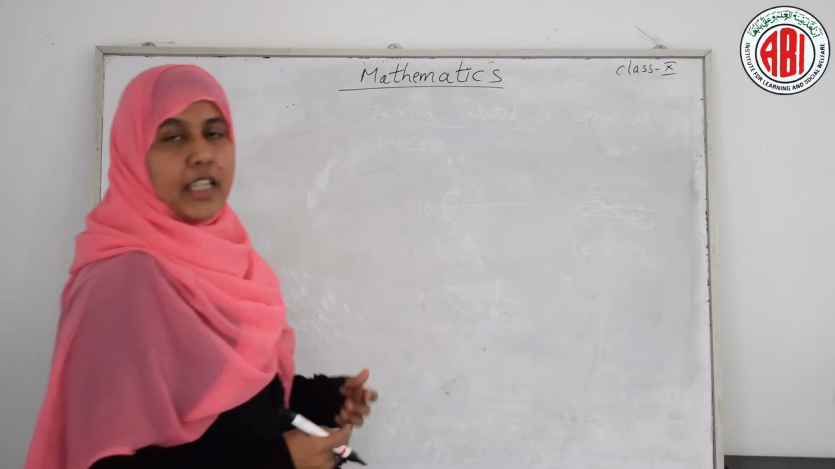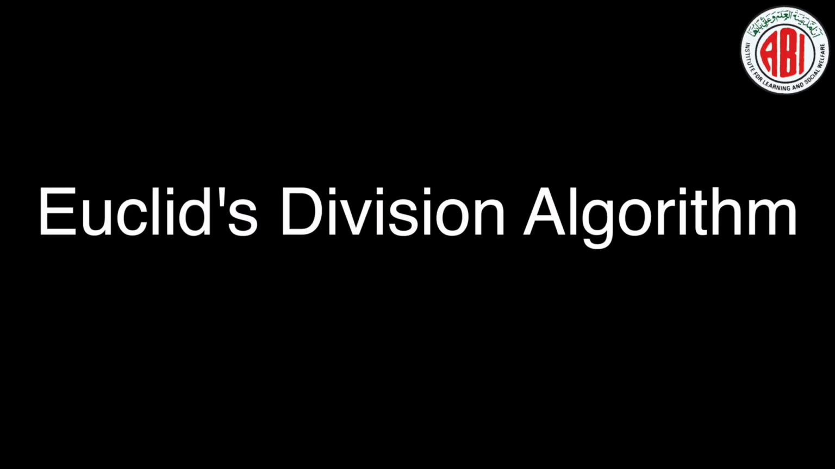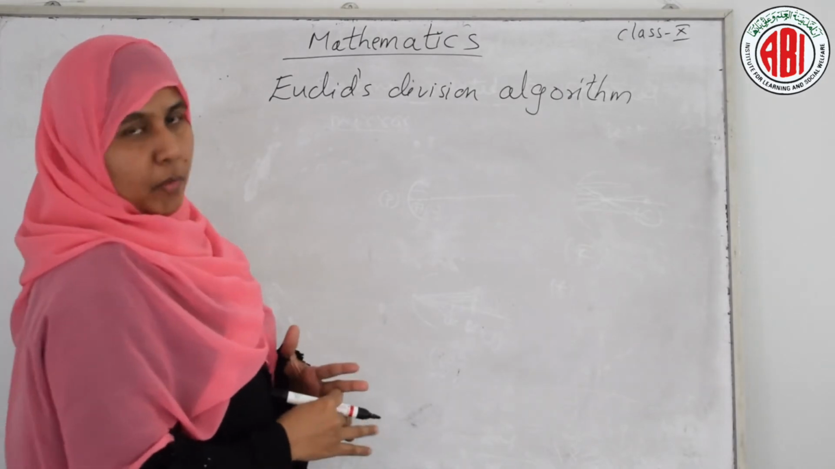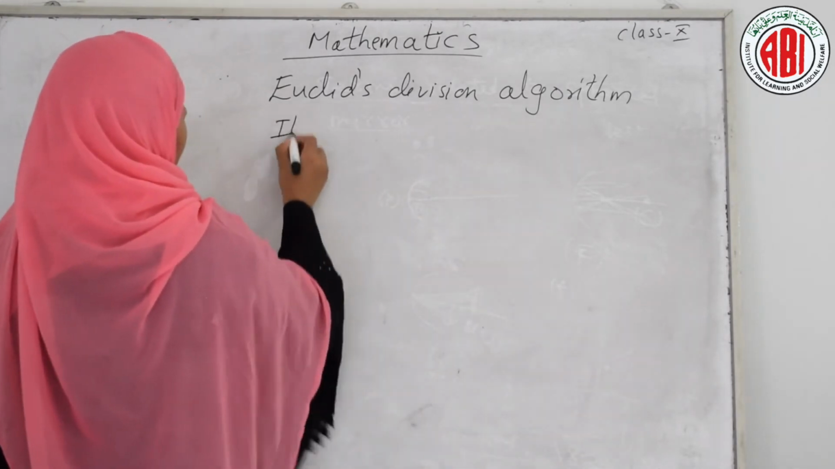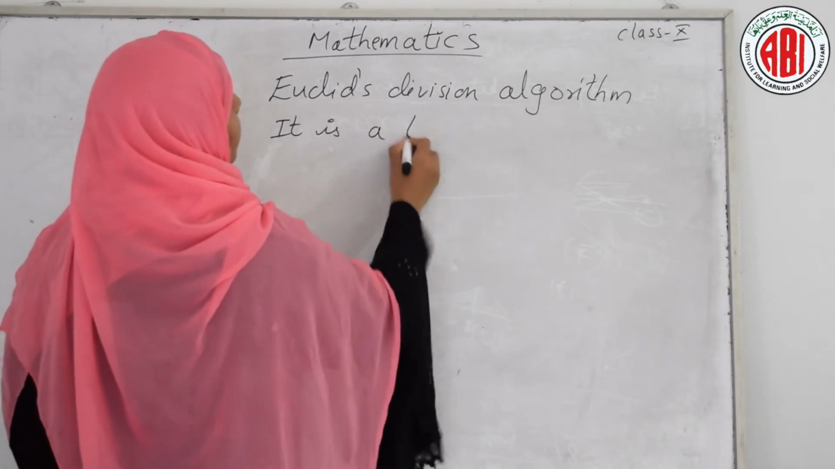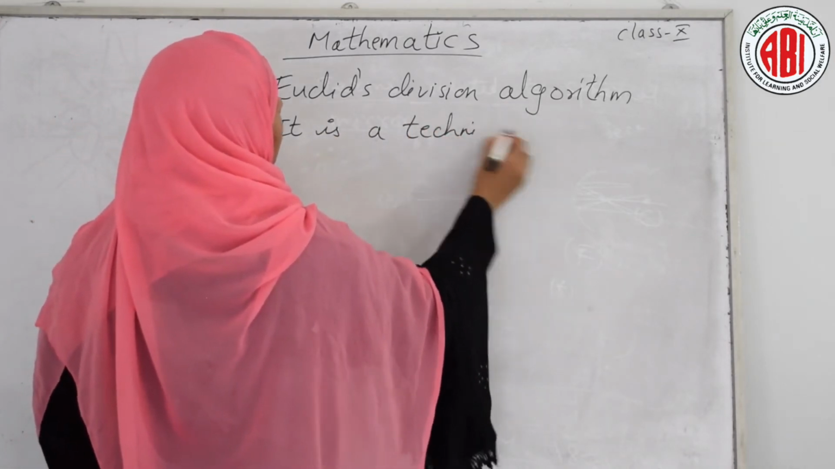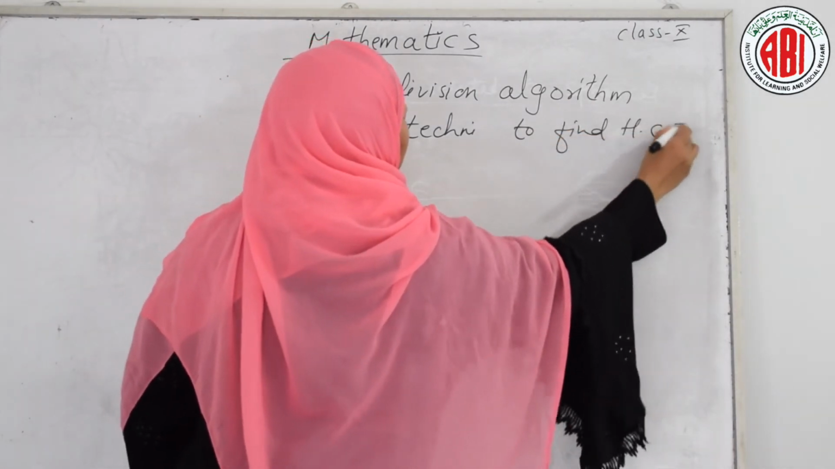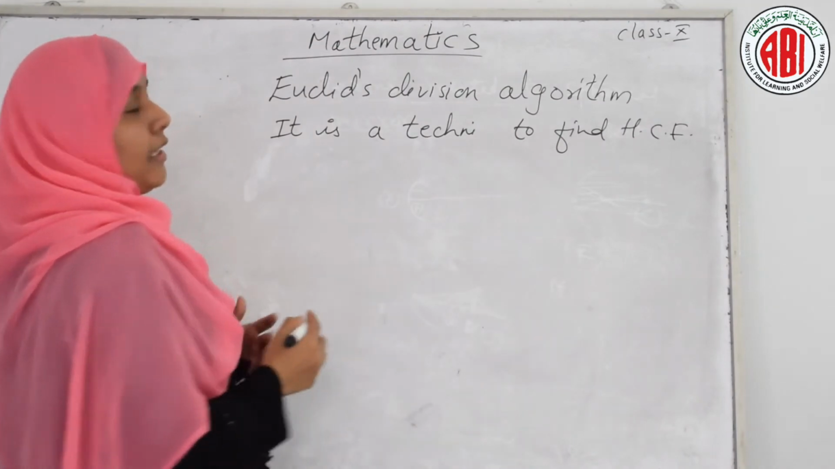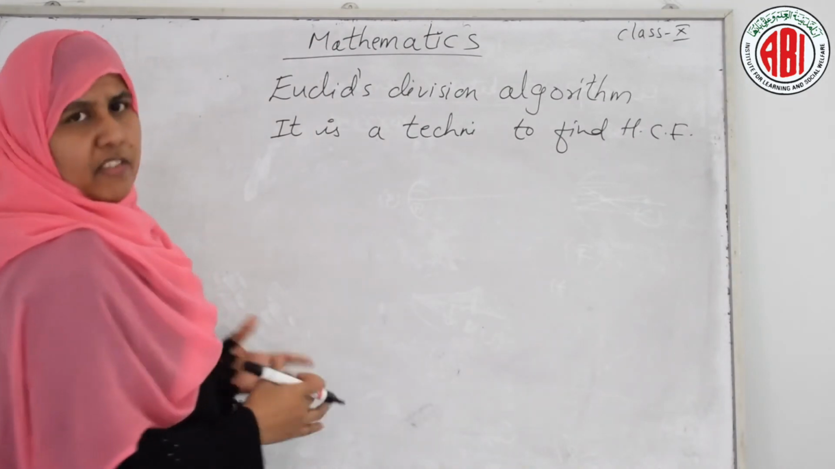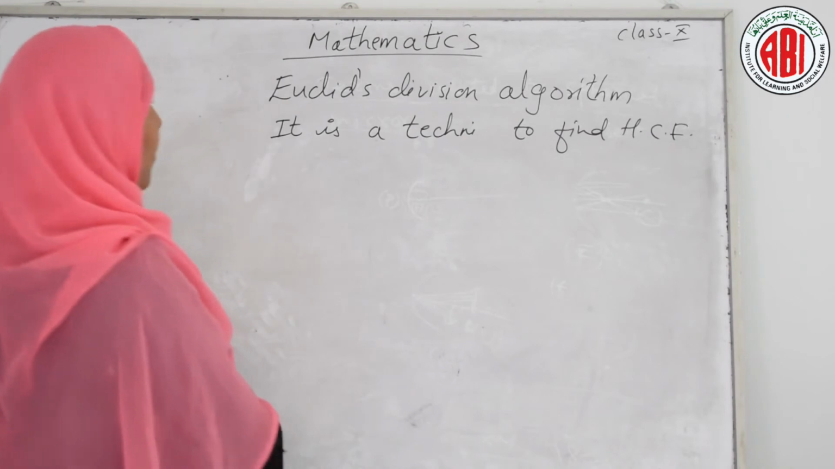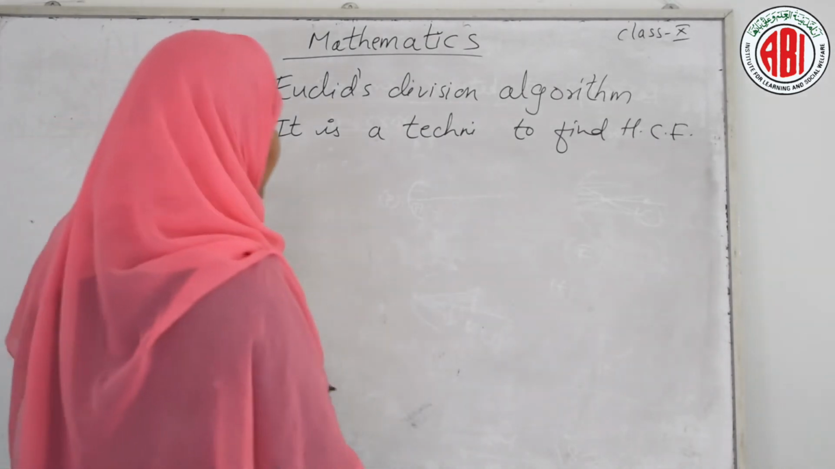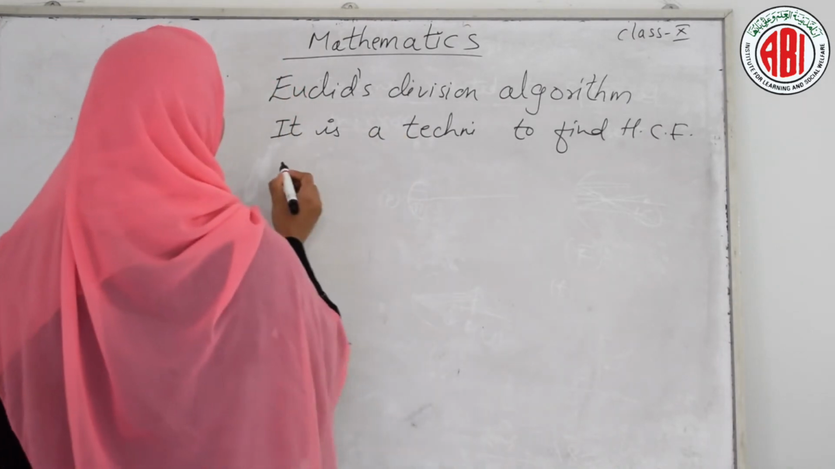Now we have Euclid's division algorithm. Euclid's division algorithm is a technique to find the HCF, that is the highest common factor, of any given two numbers. I think you all are familiar with HCF. Let us see one example.